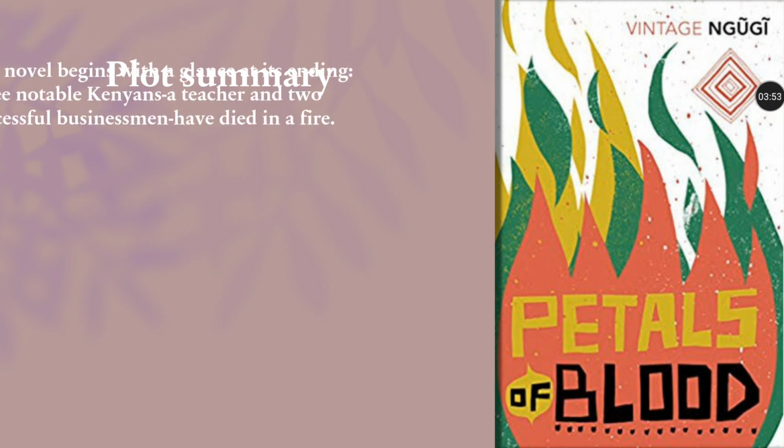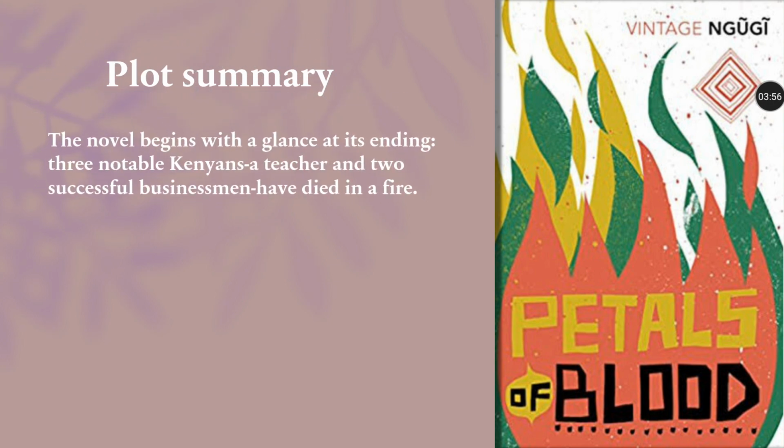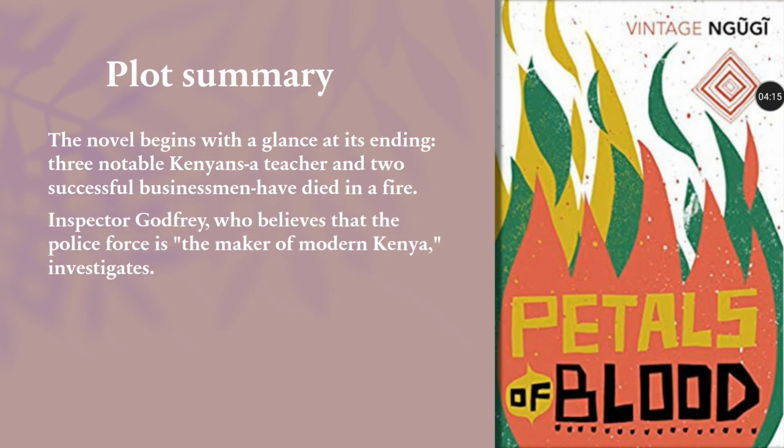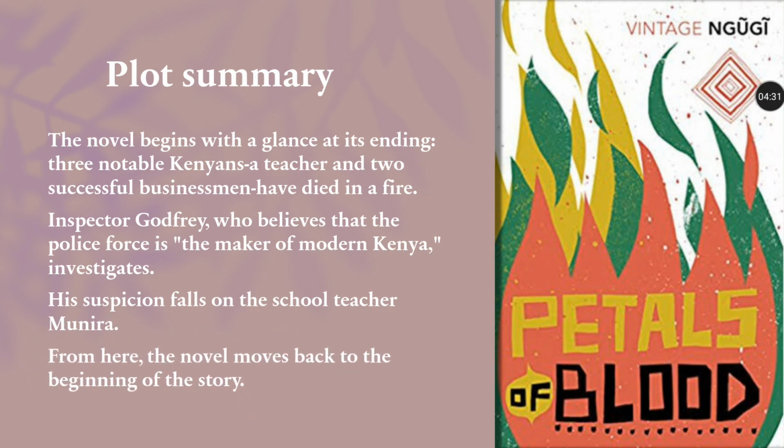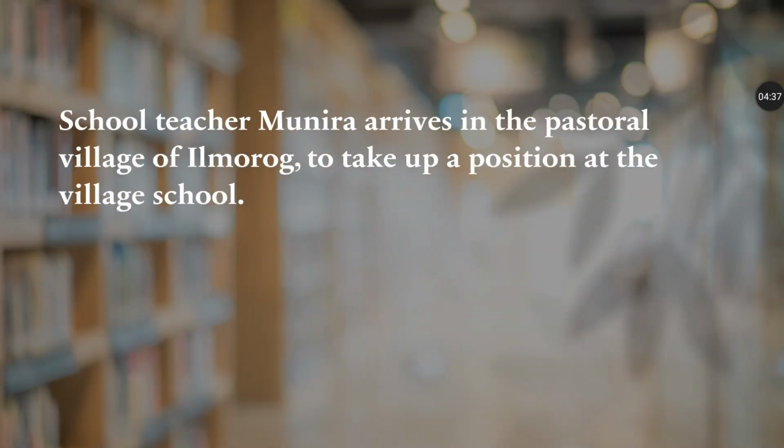The plot summary. This actually begins as a novel, or a play, a story, you can think about it, mainly in African literature, with a glance at its ending. Three notable Kenyans, a teacher and 2 successful businessmen, have died in a fire. And Inspector Godfrey, who believes that the police force is the maker of modern Kenya, investigates. In the investigation, he has a suspicion falling on the school teacher Munira. From there, it moves back to the beginning of the story, giving us a kind of flashback.